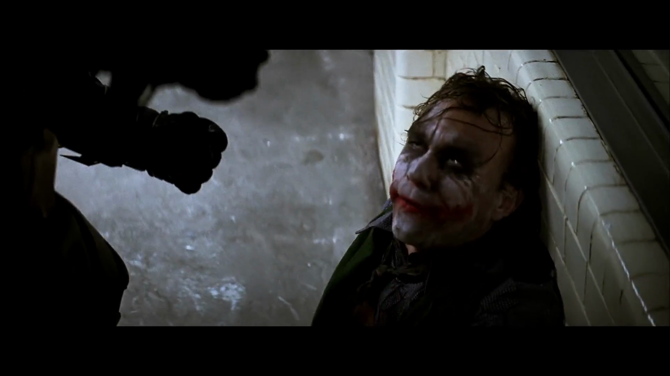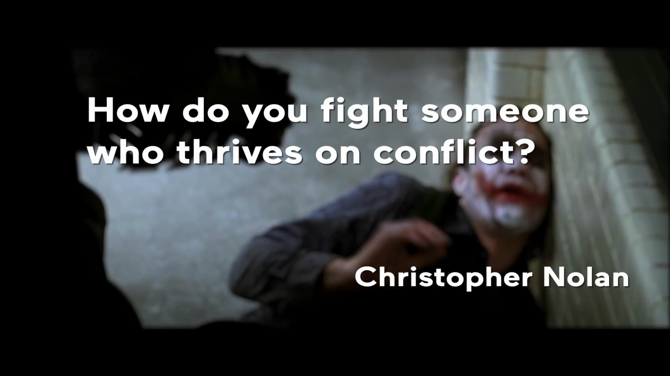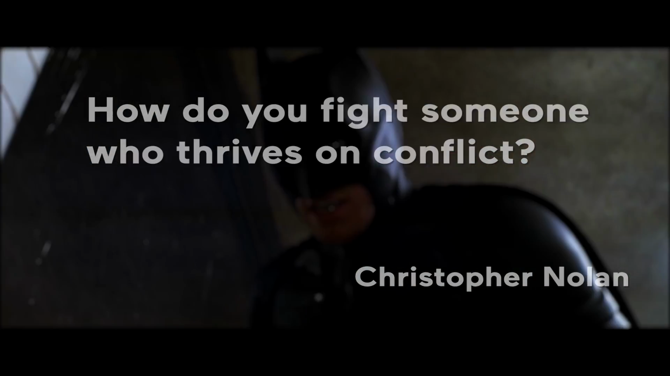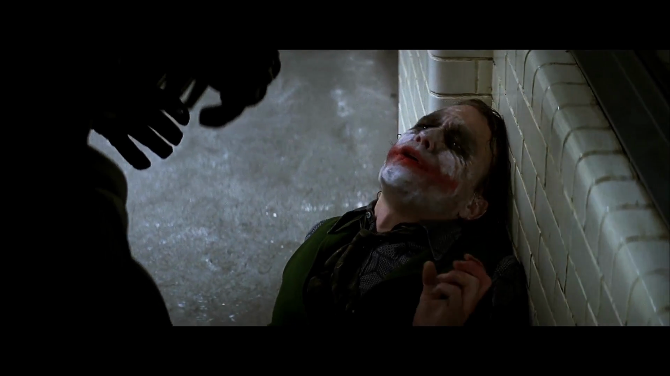He hits Joker over and over, but to no effect. The Joker has disposed of Batman's greatest strength. We realize that Batman has no control over what is happening. As director Christopher Nolan said regarding this scene, how do you fight someone who thrives on conflict? Joker has simultaneously found Batman's greatest pressure and destroyed his greatest strength.